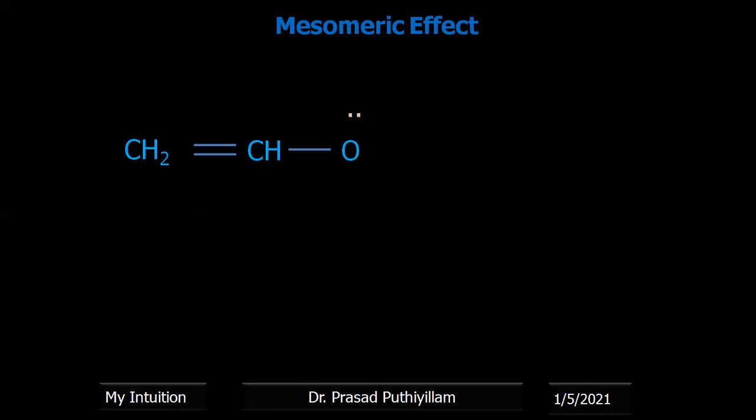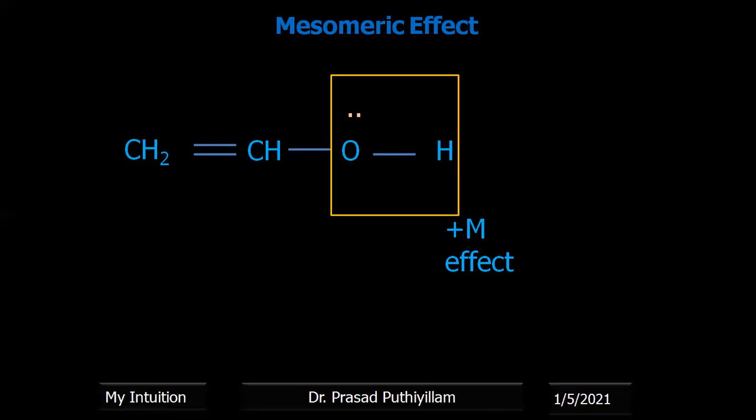If the OH group is connected there, then it is at the double bond conjugate position, that is, oxygen having a lone pair of electrons. Therefore, resonance is possible. Here, the electron movement will be away. This lone pair of electrons will try to form a double bond here. This double bond will shift here, and carbon will get a negative charge. Therefore, here you can say that it is a plus M effect.